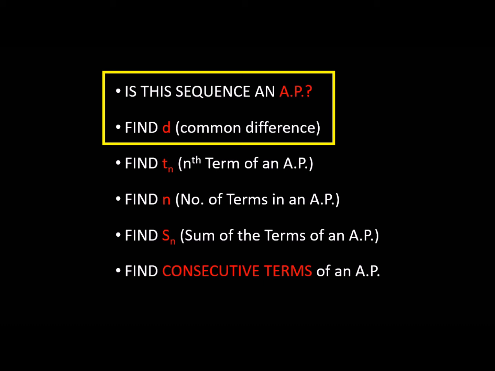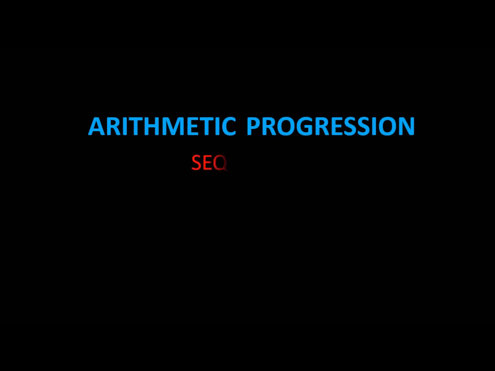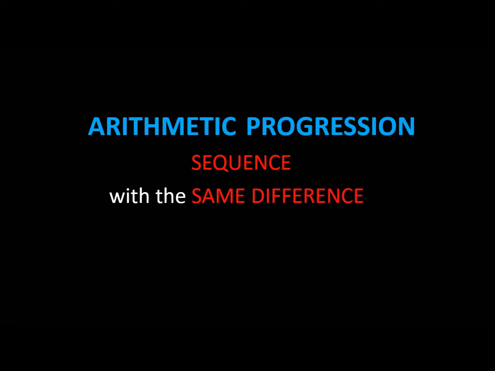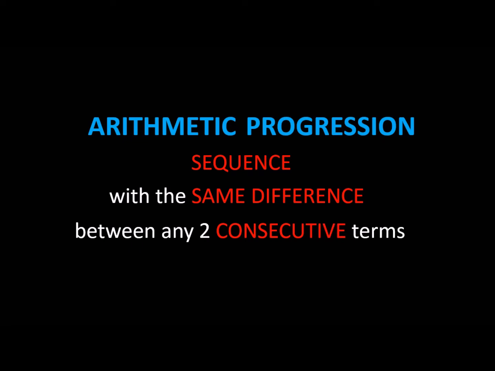Before we do that, we need to recap the definition of an AP. To determine whether a sequence is an AP, we first need to know what exactly an AP is. So let's recap. An arithmetic progression is a sequence with the same difference between any 2 consecutive terms. So you take any 2 consecutive terms, you subtract them, and you should get the same difference every time. That should give you a hint of how to determine whether a sequence is an arithmetic progression.